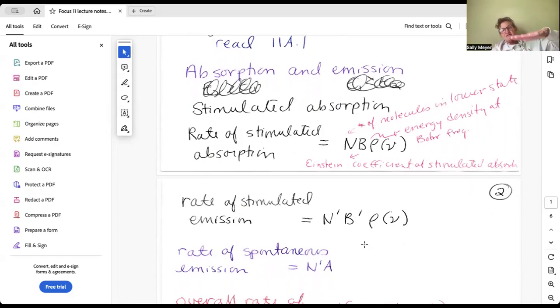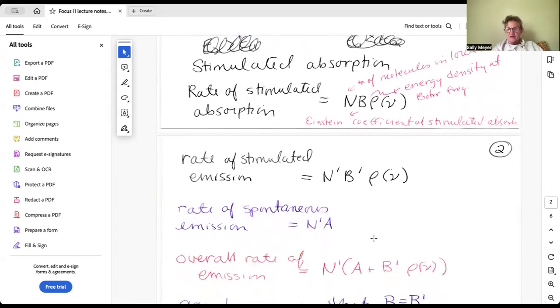So if your system's already in an excited state, a photon can stimulate that to give off that photon. So the equation looks the same, except now N prime would be the number of molecules in the excited state. B prime would be the Einstein coefficient of stimulated emission. And then once again, the density of the frequency of light that has the right energy to cause the transition.